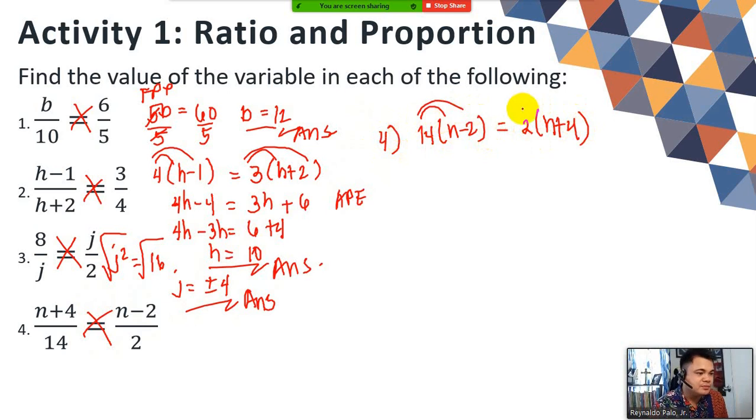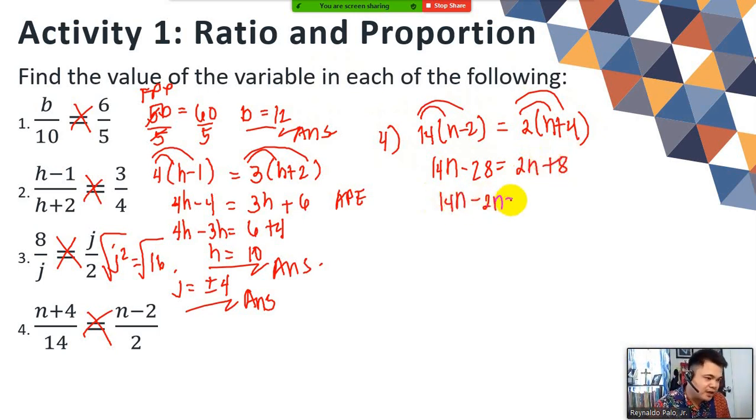Distribute, or apply the distributive property of multiplication. 14 times n is 14n. 14 times negative 2 is negative 28. 2 times n is 2n, and then 2 times 4 is 8. Then combine the similar terms: 14n minus 2n equals 8 plus 28. 14n minus 2n is 12n, and 8 plus 28 is 36.